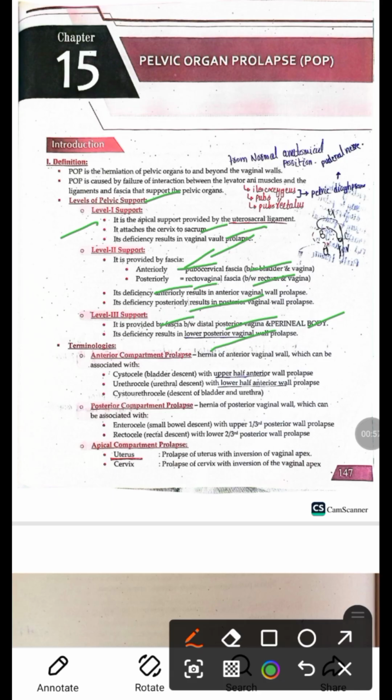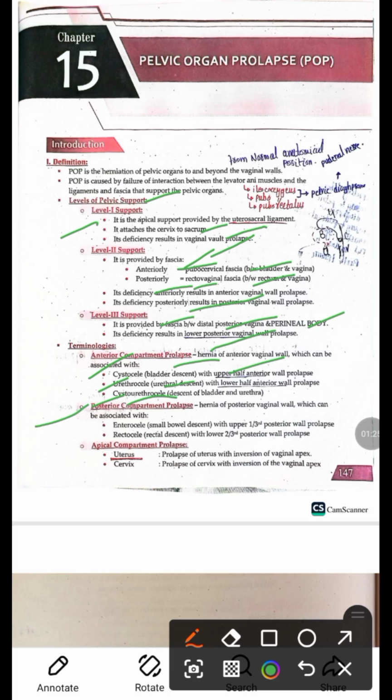Now let's talk about the anterior compartment prolapse. Anterior compartment prolapse includes the herniation of the anterior vaginal wall, which can be cystocele, urethrocele, and cystourethrocele. Cystocele involves the prolapse of the bladder. Urethrocele involves the prolapse of the urethral descent. Cystourethrocele involves the prolapse of both the bladder and the urethra.